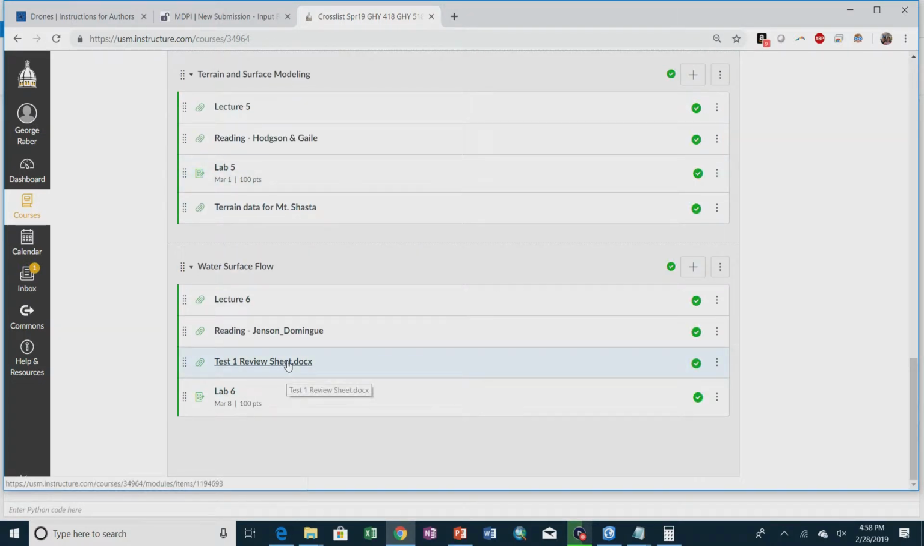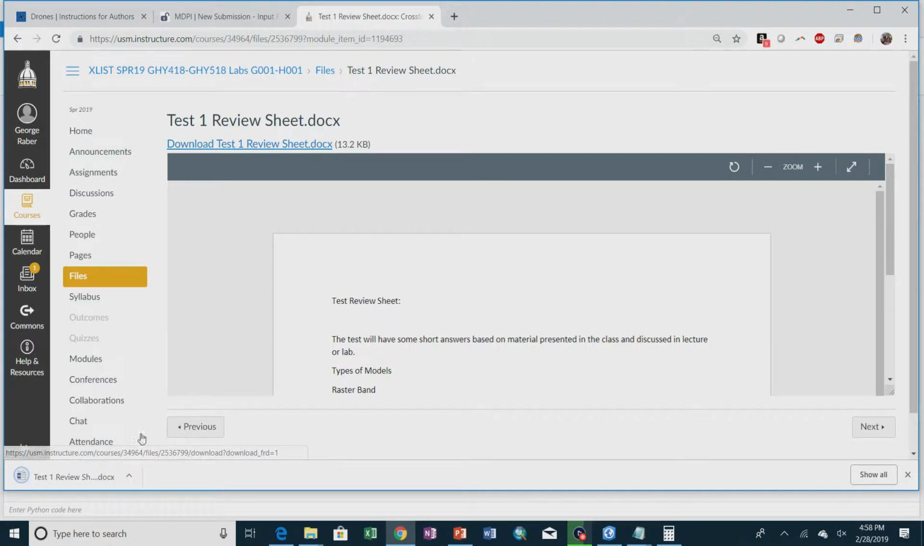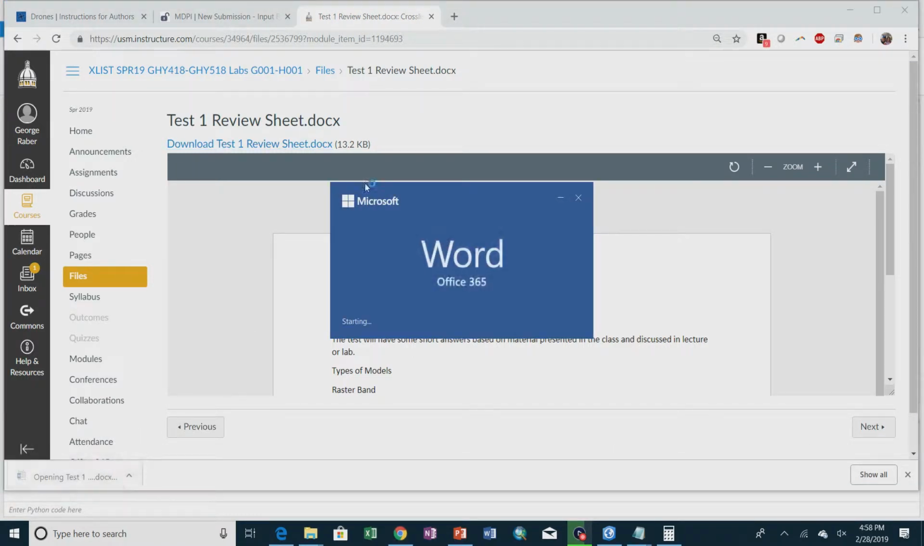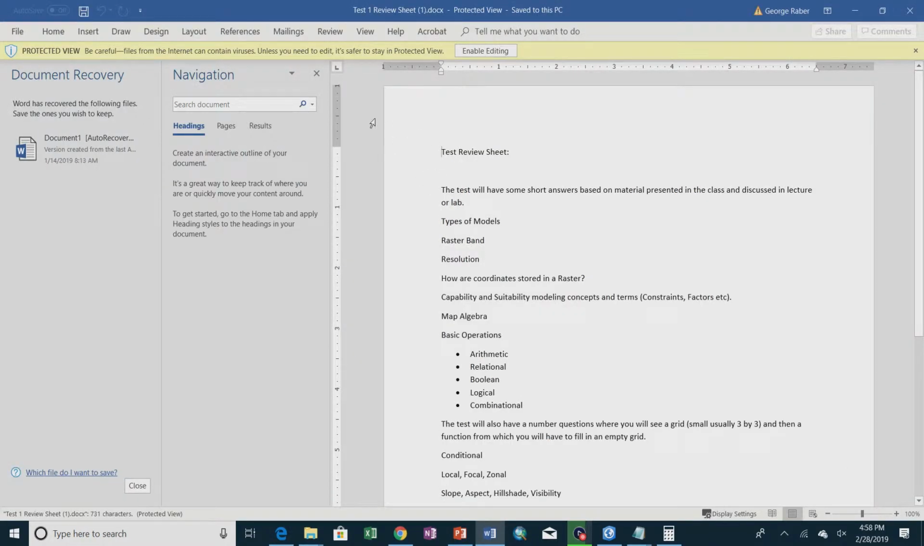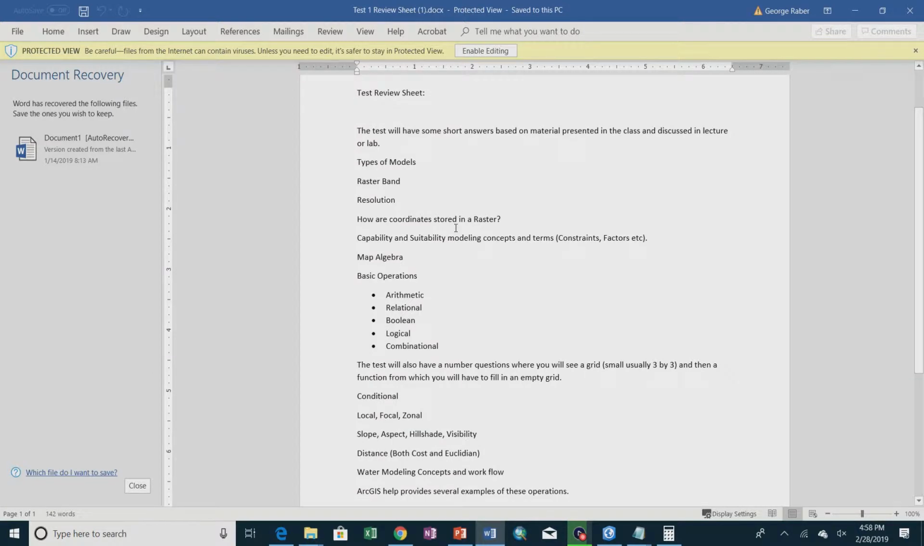I've already got the test written, and so this is information that I derived after looking at the test, not things I'm like, I'm going to test on this. Right? So the test has some short answers based on material presented in class and discussed in the lecture and the lab. We've covered 6 weeks so far, and the test will be inclusive of all of those 6 weeks.